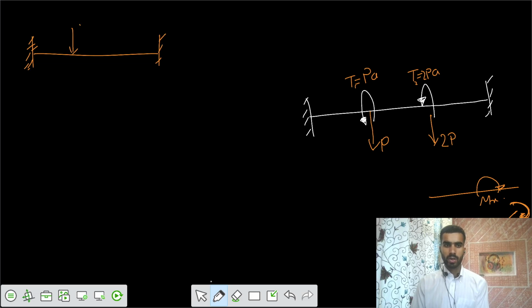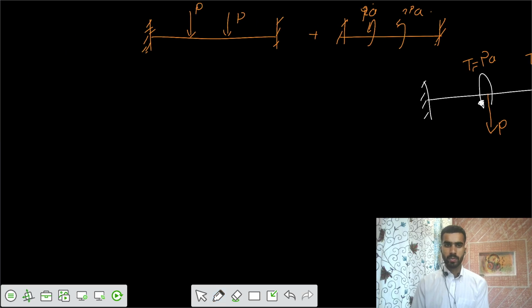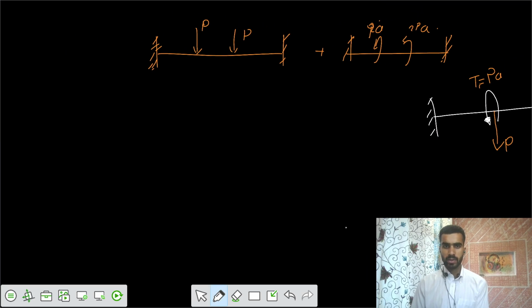Let's say the torsion we solve in a separate way, and the loadings we solve separately. Let's take some torsional moments where we are applying anti-clockwise, so that is PA, and this one is also anti-clockwise 2PA, and we can solve those. Here the length is 2A, 2A, 2A.